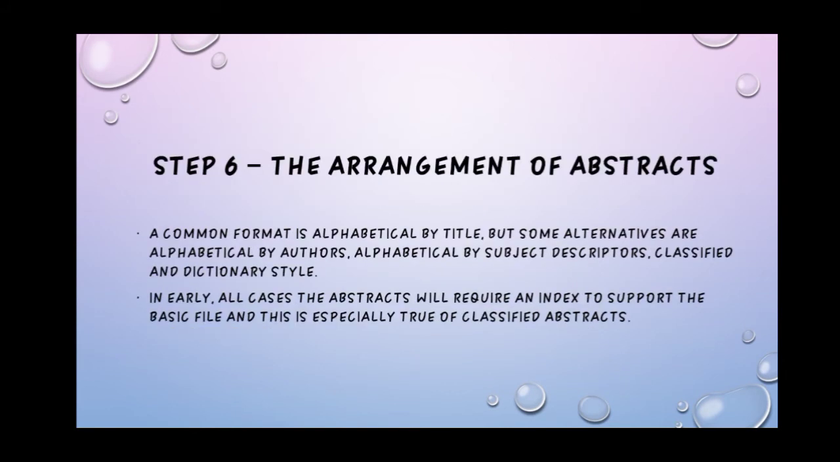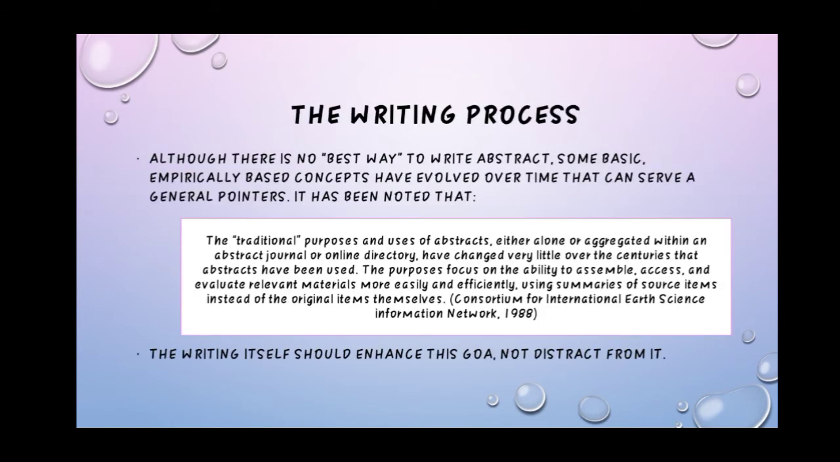Step 6 is the arrangement of abstracts. A common format is alphabetical by title, but some alternatives are alphabetical by authors, alphabetical by subject descriptors, classified, and dictionary style. In all cases, the abstracts will require an index to support the basic file, and this is especially true in classified abstracts.